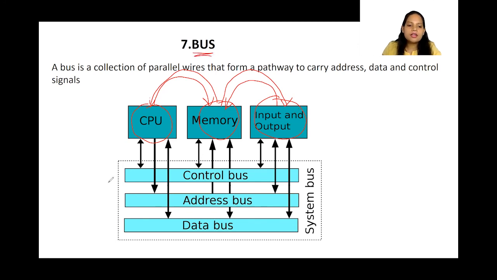Okay, so this is our bus. Now our bus has different kinds: control bus, address bus, and data bus. What are these? Now data bus carries, as the name specifies, data. If the CPU is asking for certain data, it is sent from memory to CPU via the data bus.